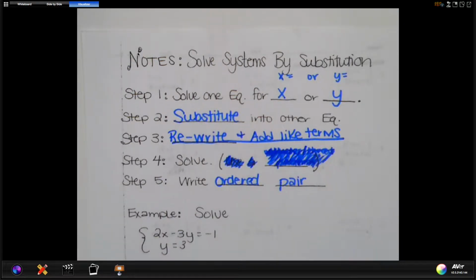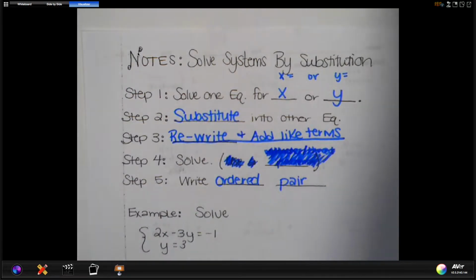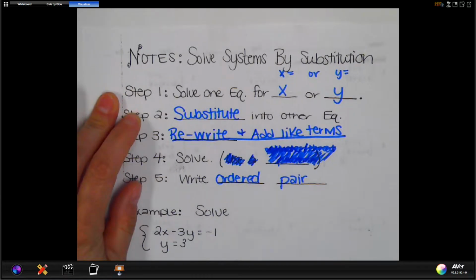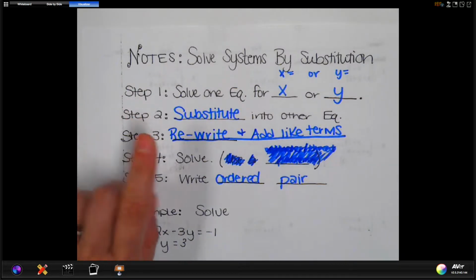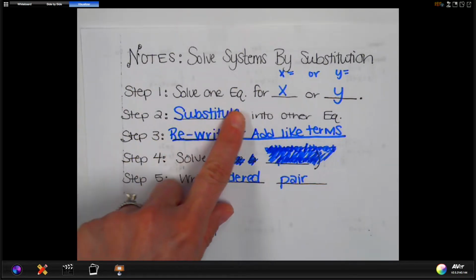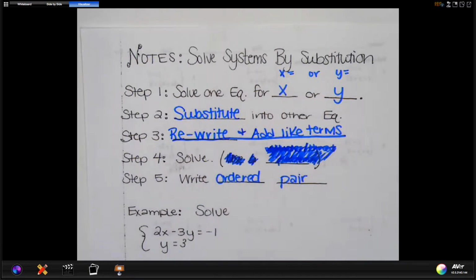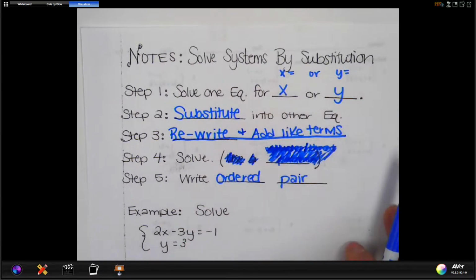Okay, so what we're going to do today is take a couple little notes, and then tomorrow we're going to do the same thing, except we're going to go a little bit further. Okay, so the notes for today: to solve by substitution, we are going to start by solving one equation for x or for y. In other words, we need one of the two equations to say either x equals or y equals, and the rest of the equation to be on the other side.